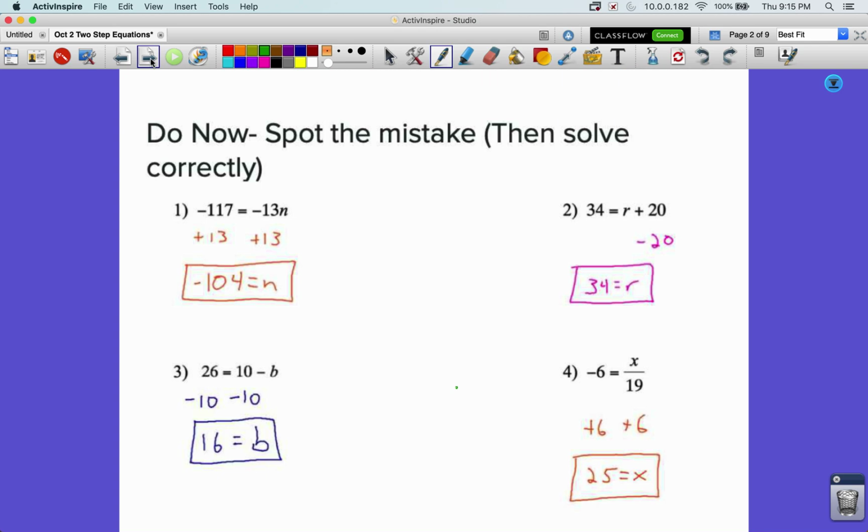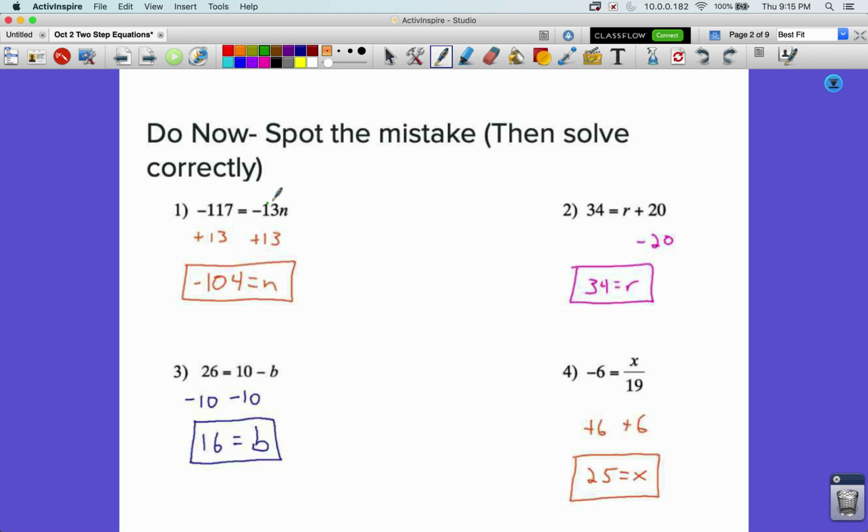Go ahead and get out your notes. We're going to do some spot the mistake type problems to get started here. So get out your notes so that we can solve these correctly. What was the mistake made in problem number 1? Here I'll put in a question for you to tell me what you think the mistake is.